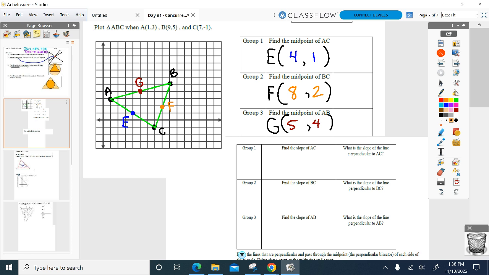All right, same group, same sides. But now I want you to find the slope of your side. You have the same side you found the midpoint for, but now find the slope of that side. Hopefully this goes a little bit quicker than the midpoint. You don't have to fill in the next section. Just find the slope. That's all I need you to do. Up and over how many? Rise over run. Change in Y over change in X.